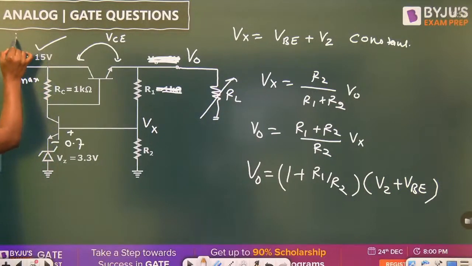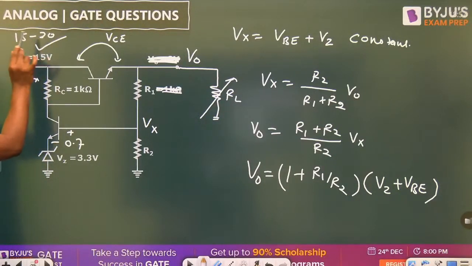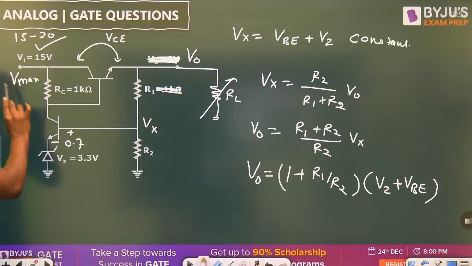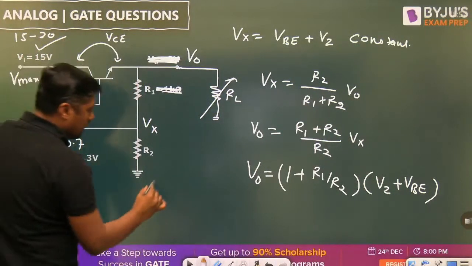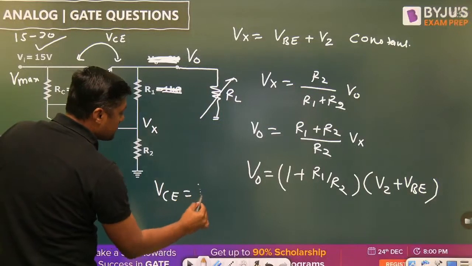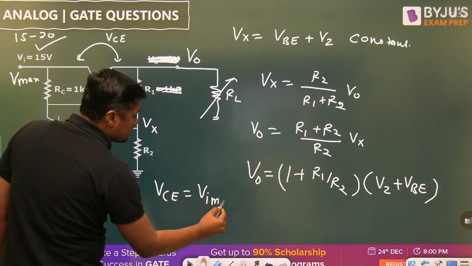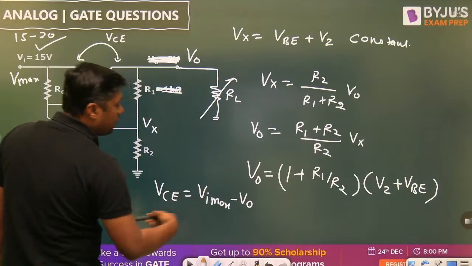Sometimes there is a variation, for example 15 to 20 volt. Always take the maximum value. VI max minus V naught will give you the VCE.